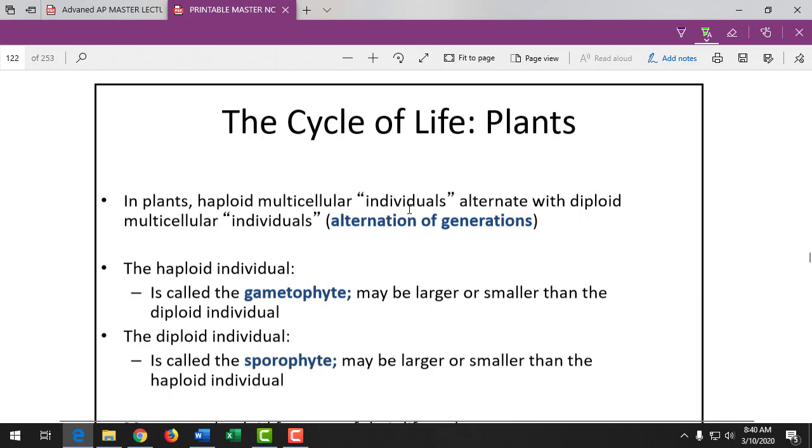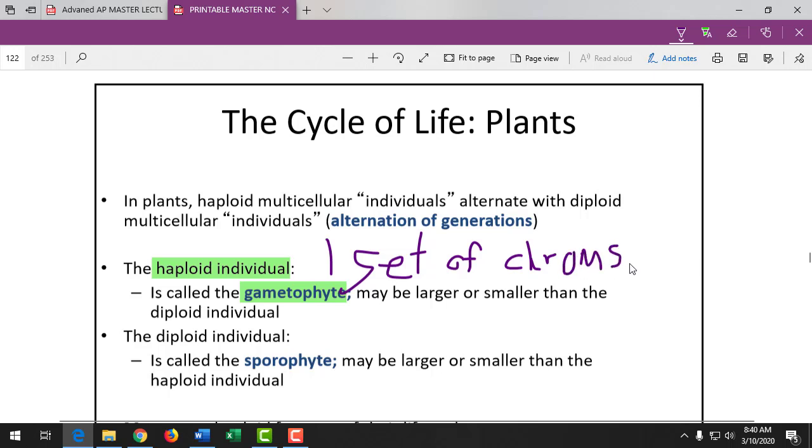They actually have versions of their life cycle that are haploid, and we call those gametophytes. Gamete, right? So you can kind of see the prefix in there. So a gametophyte has only 1 set of chromosomes. So when you say it's haploid, it has one set of chromosomes. And when it gets a little nicer out, you can look for these versions out in the woods, and I'll show you some pictures.